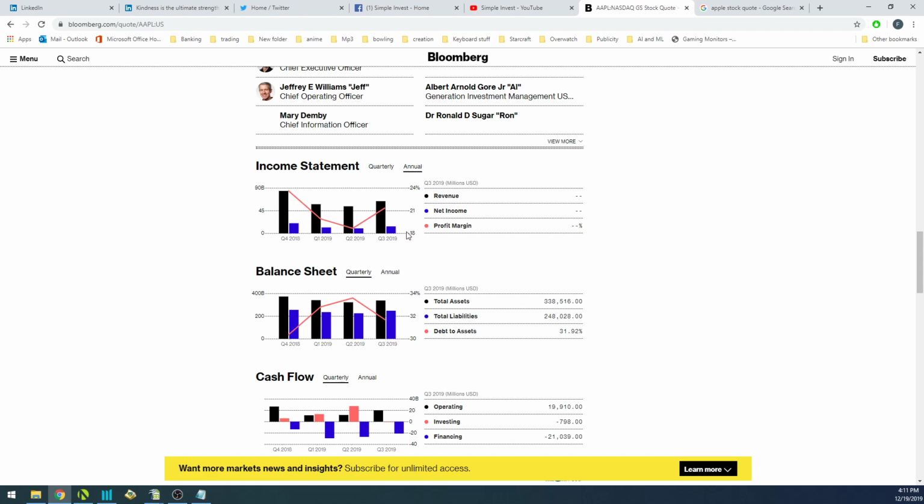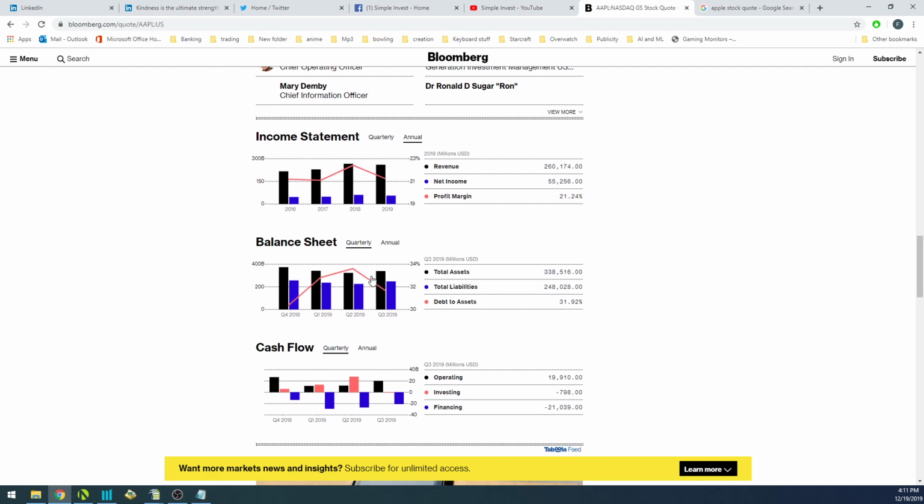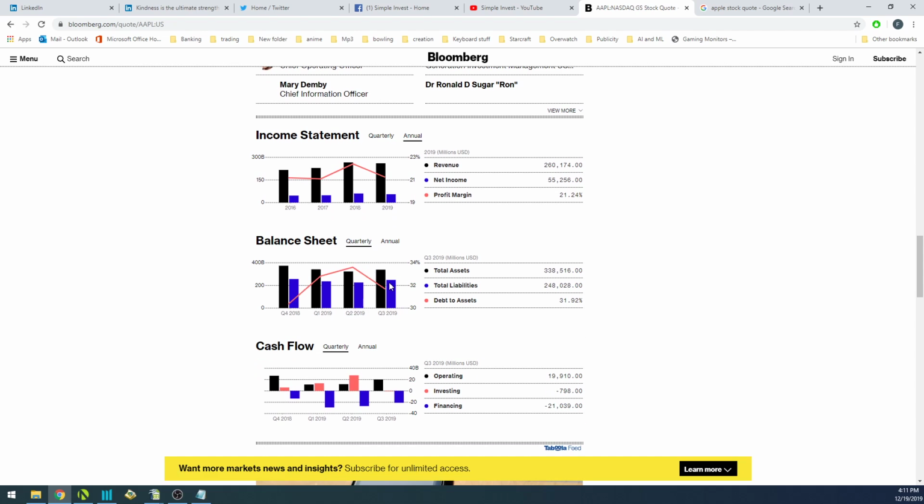So maybe you can look at it on a yearly basis. Okay, so 2019 yearly is already out. And you can see that 2018 seems to be their best year, with 2019 having a dip. So Apple's revenue and their income might be slowing down. Next we look at the balance sheet.